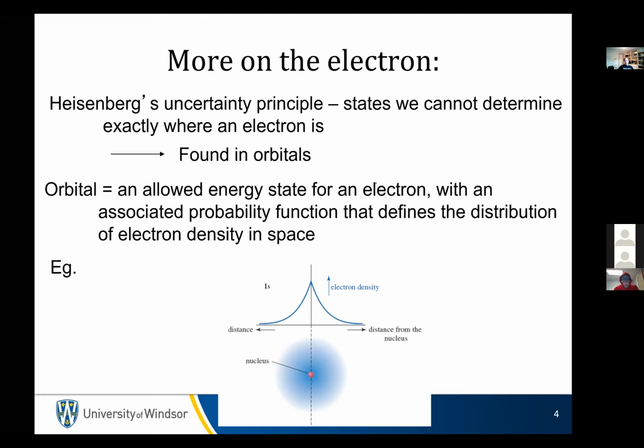So around a center point, if we do a 1D slice, then we have distance from the nucleus along the x-axis, and probability of electron density along the y-axis. You have a maximum in the 1s orbital, a maximum electron density really close to the nucleus, and it starts falling off after a point. We tend to draw the 1s orbital as a circle. And that's a really poor circle.